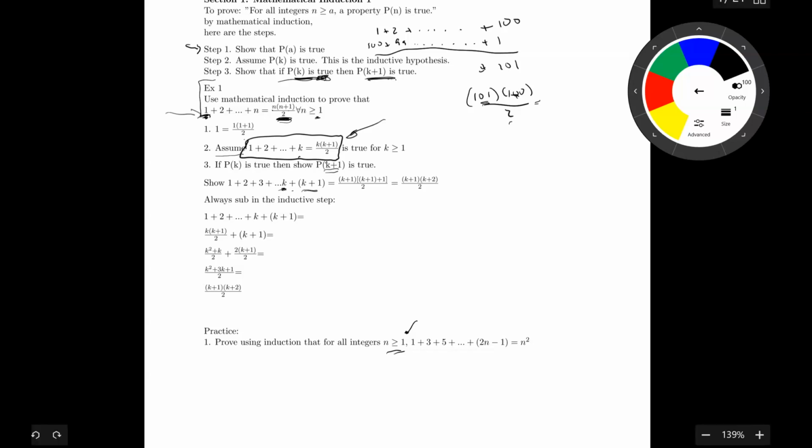Then on the right-hand side, I'm plugging in k plus 1 everywhere there's an n. So here's the first k plus 1 where there's n. Then I have n, so I'm going to put in k plus 1 plus 1. I went really slow so you can see it. Simplifying this right-hand side, you get k plus 1 times k plus 2 over 2. So this equals this.